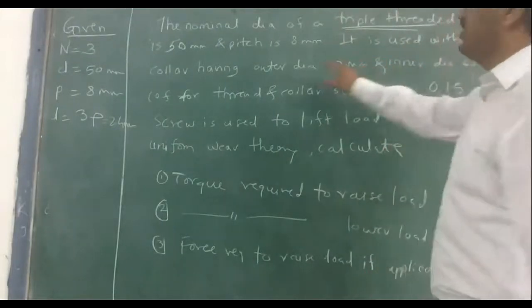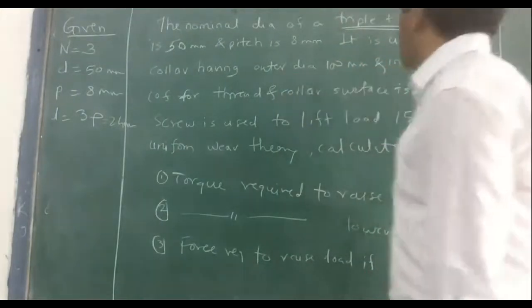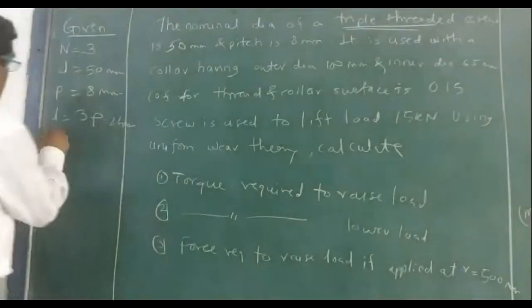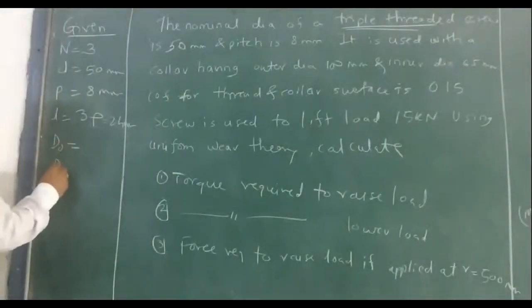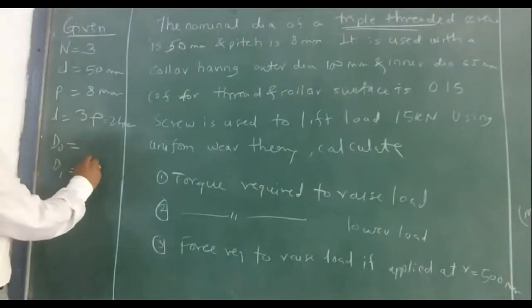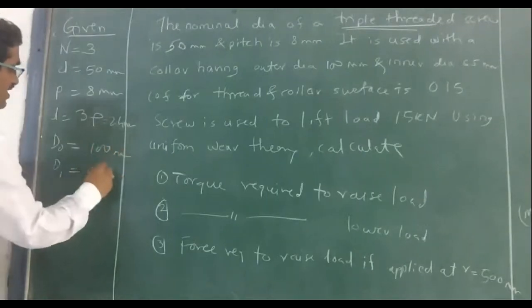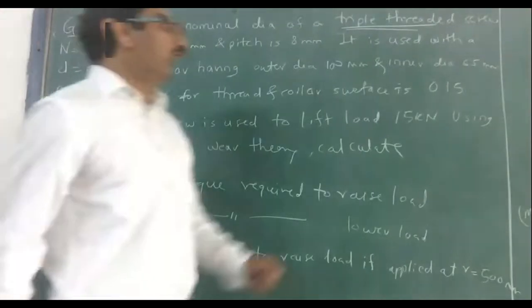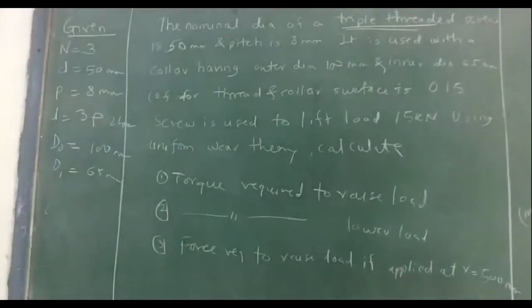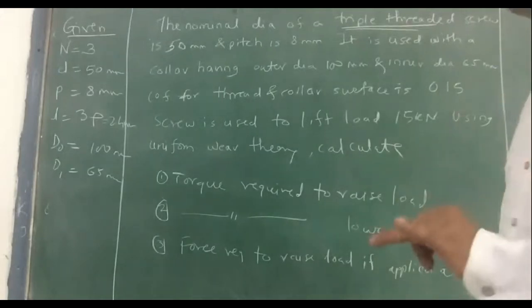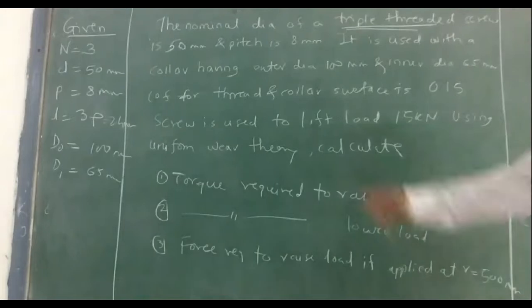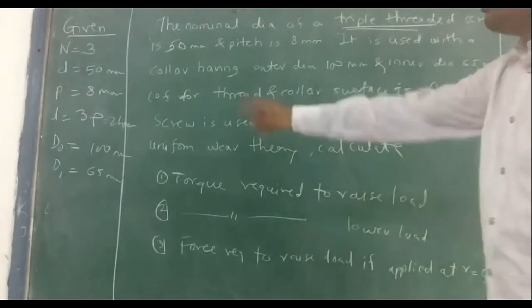Now it is used with a collar having an outer and inner diameter, so DO and DI are given. This is for the collar friction. It is given as 100 and 65, so we know DI and DO. To find the collar friction, the formula we'll use is mu c into W into 4 into DI by DO. So we need to know mu c, the coefficient of friction, and W, the load.